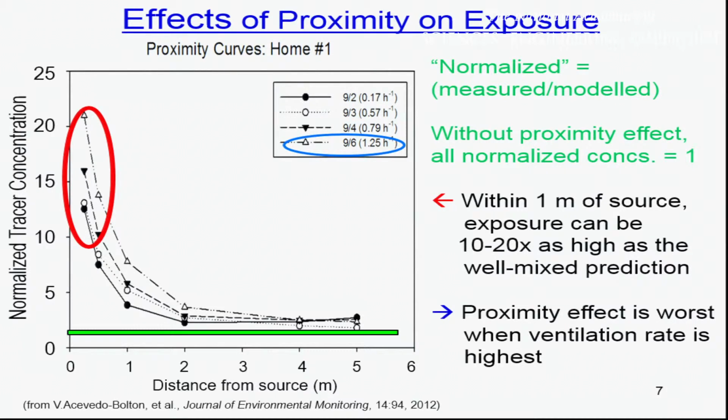And the level of elevation of the exposure varies with air exchange rate. And what's kind of odd when you first look at it, but it makes sense, is that when ventilation rate is highest, the proximity effect is the worst. And the way to think about it is as you increase your ventilation rate, you are decreasing the well-mixed average concentration, but you're not having nearly as much of an effect on that cloud of emissions close to the active source.